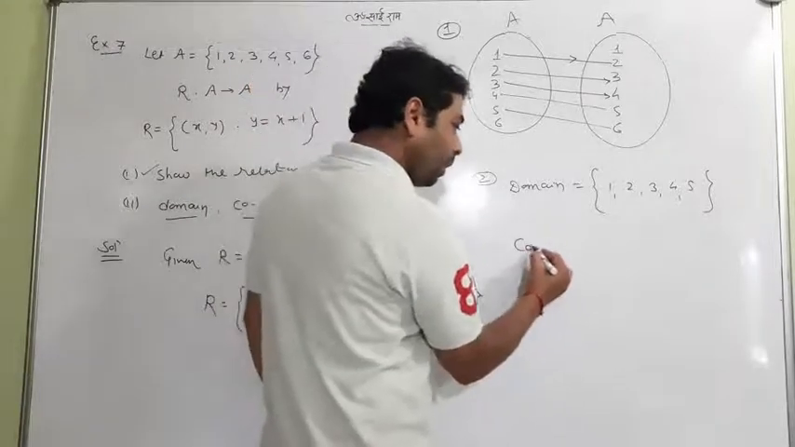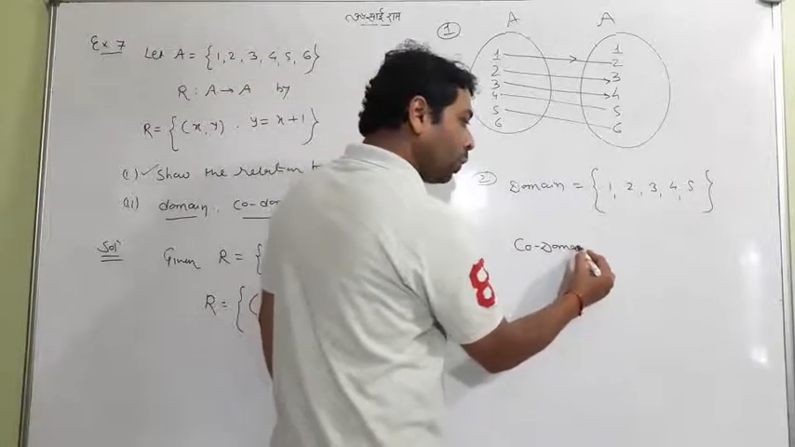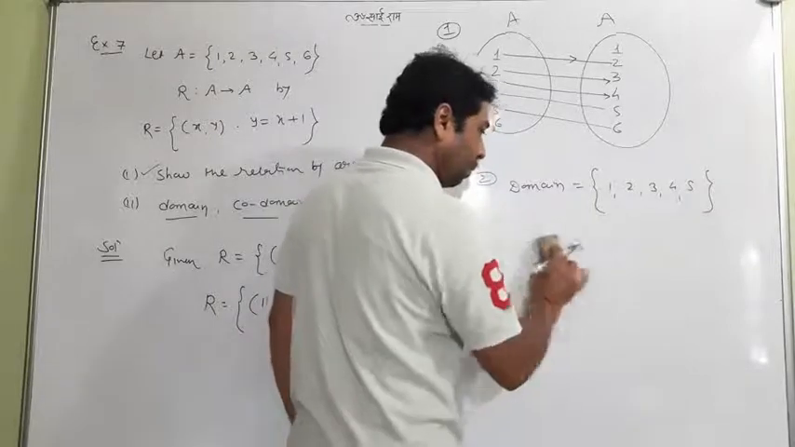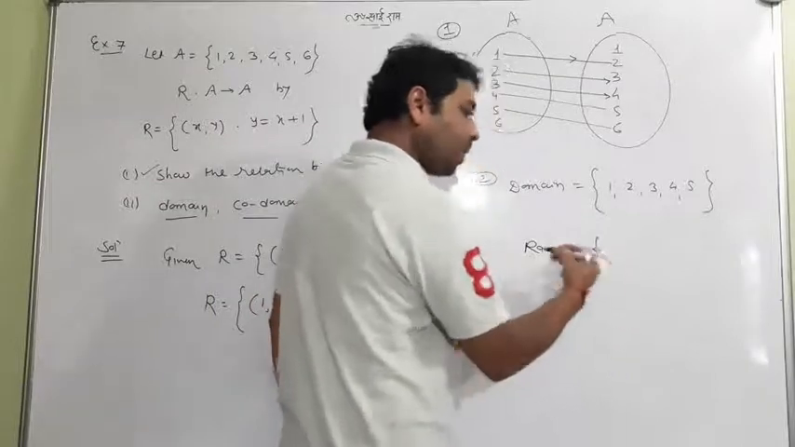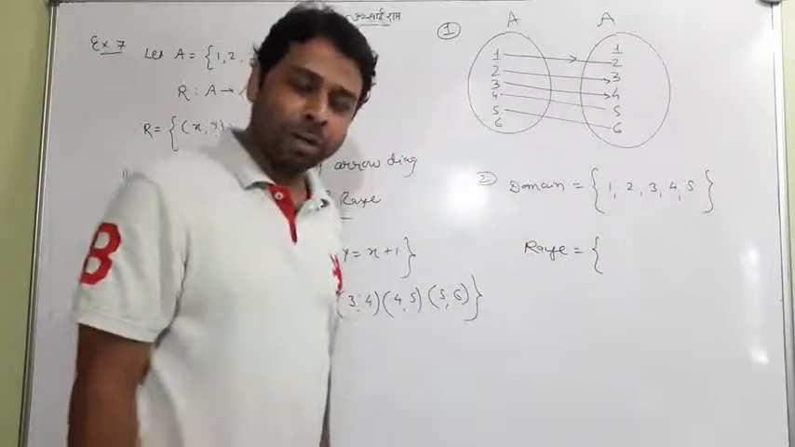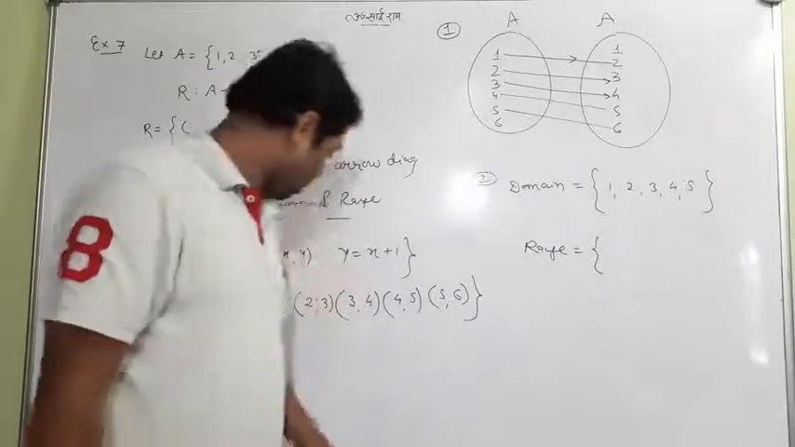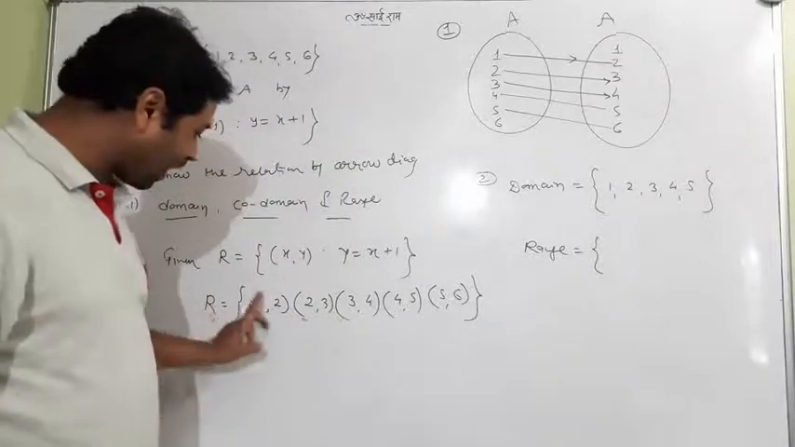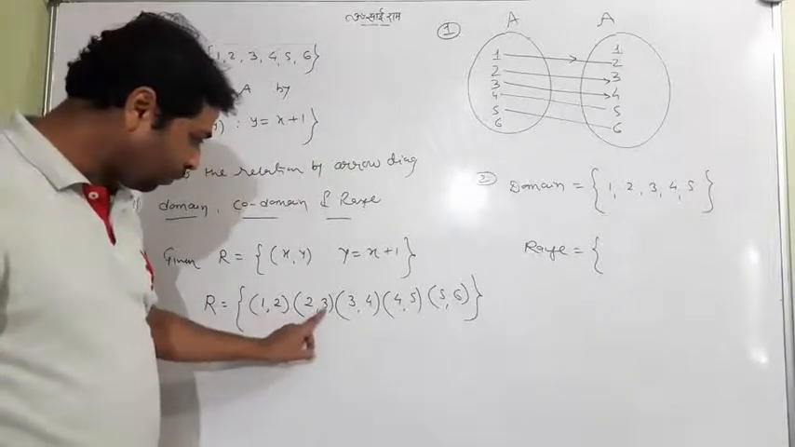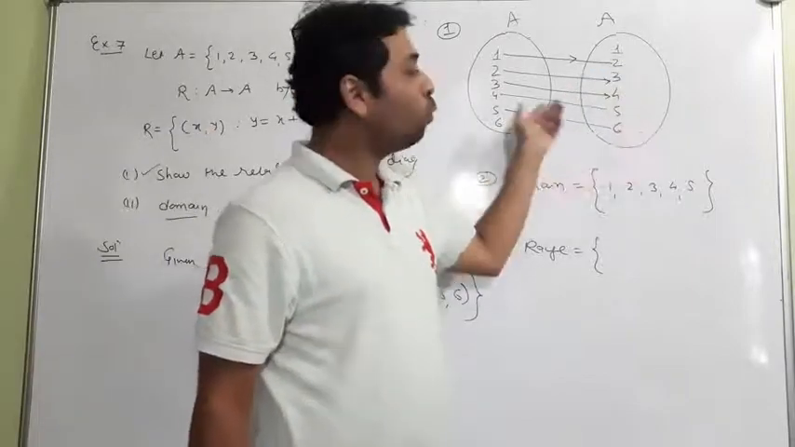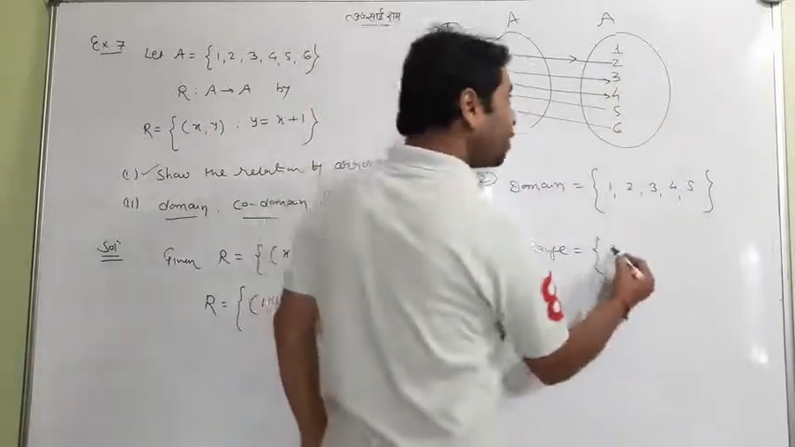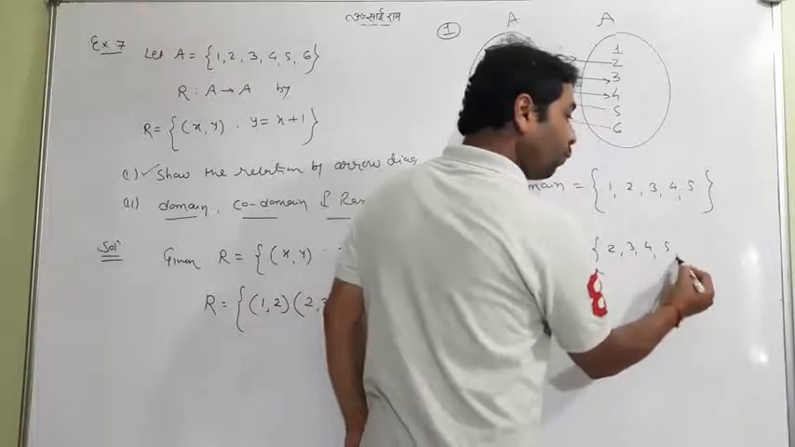Third, domain, then after that codomain. I taught you that first I want to speak something about range. So what is a range? Range is the second element of the ordered pair in a relation. So if you go into the relation, the second elements of the ordered pairs are 2, 3, 4, 5, 6. Whose images are there? So the answer is 2, 3, 4, 5 and 6.